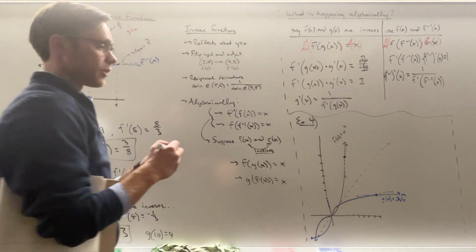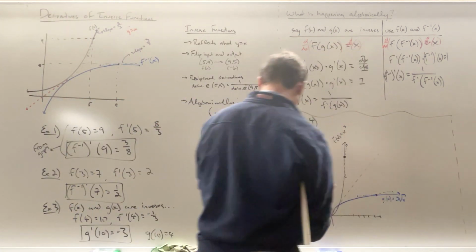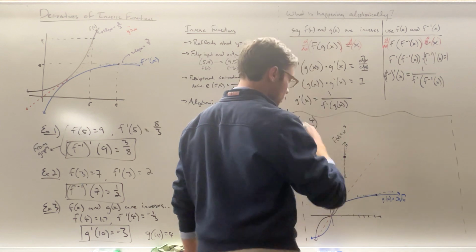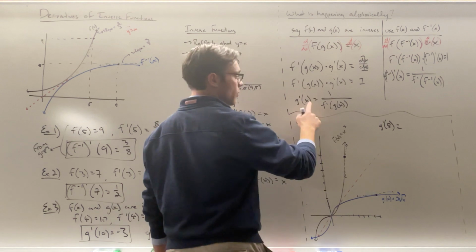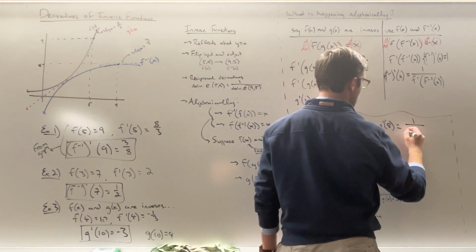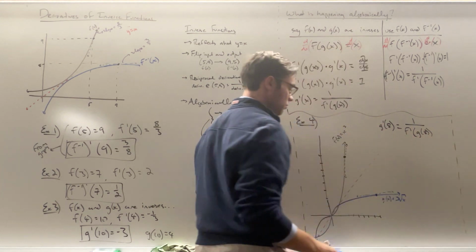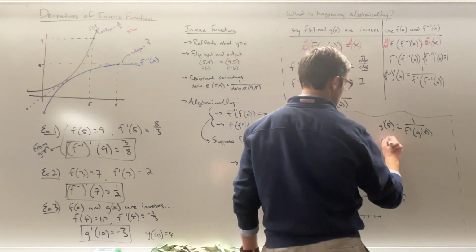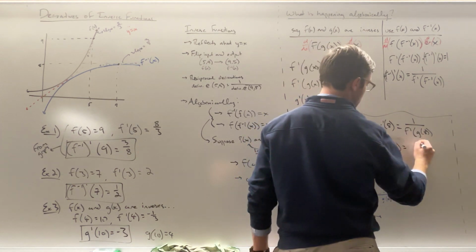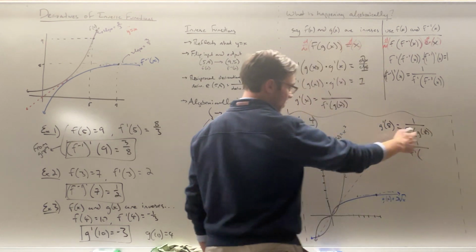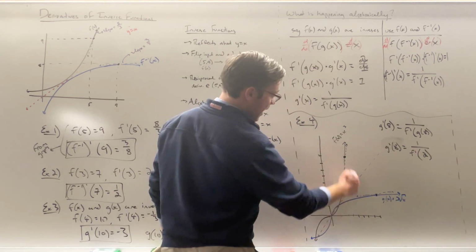Okay, so here's what we can look at. What is g prime of 8? Well, from this, we know that g prime of 8 is going to be 1 over f prime of g of 8. What's g of 8? Well, g of 8 is 2. So g prime of 8 equals 1 over f prime of 2. And what's f prime of 2? Well, the derivative at 2 is this slope.